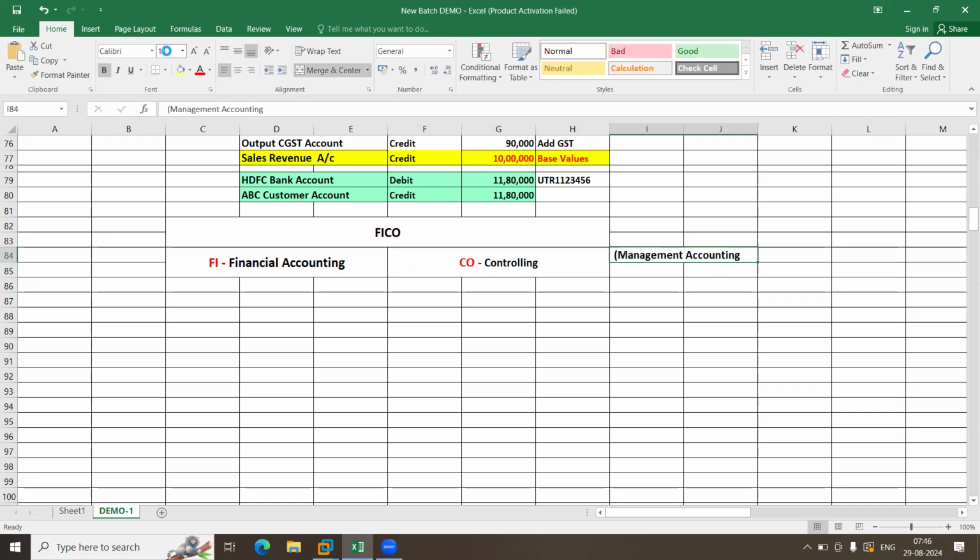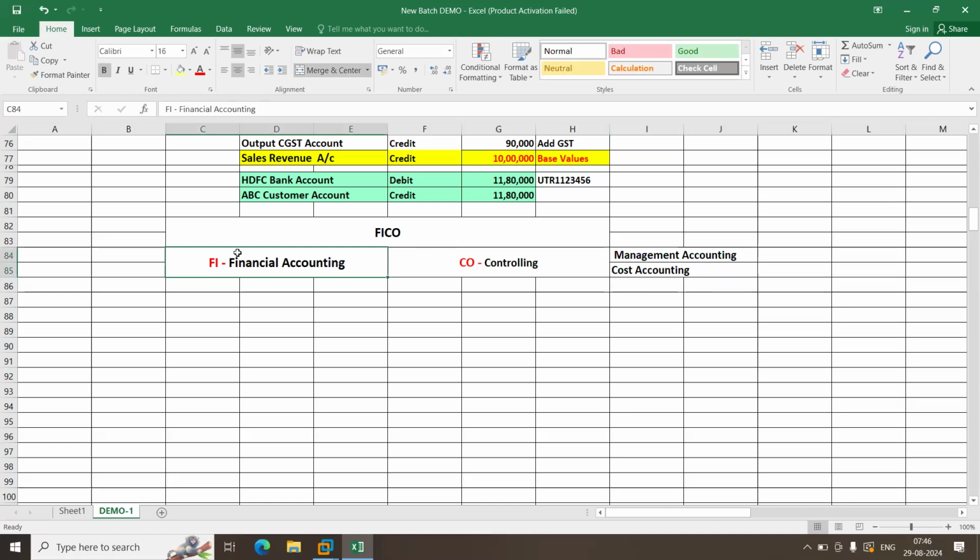Somewhere in your education life also, we have one subject, cost accounting or management accounting. Any idea, anyone? Yeah, sir, management accounting or cost accounting. Yes, sir. And those who are already working in the accounts domain, you people are aware.